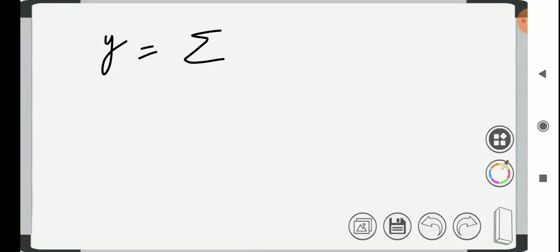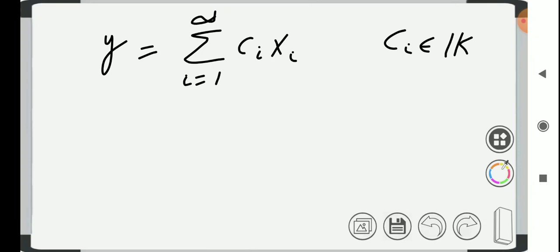It can be written as the summation of all these ci xi's, where i runs from 1 to infinity, with the ci in our scalar field K. This is the property of the orthonormal basis. Since y also belongs to our Hilbert space, every vector in the Hilbert space can be represented through this series.